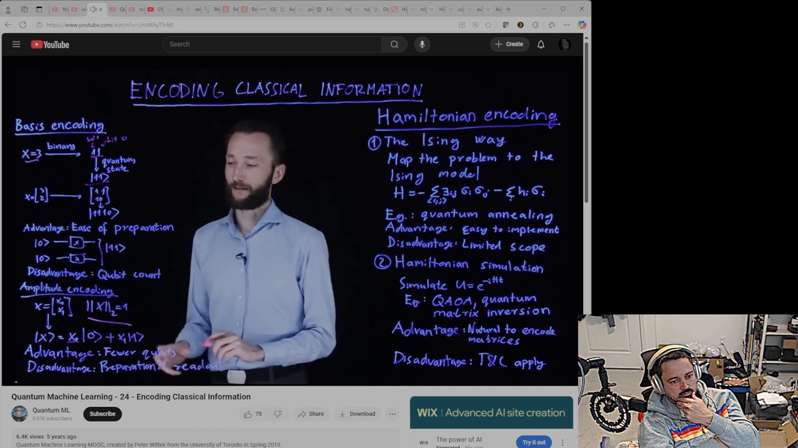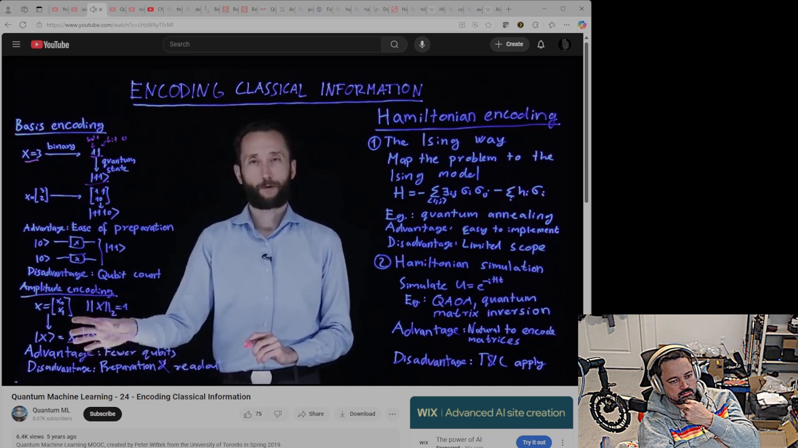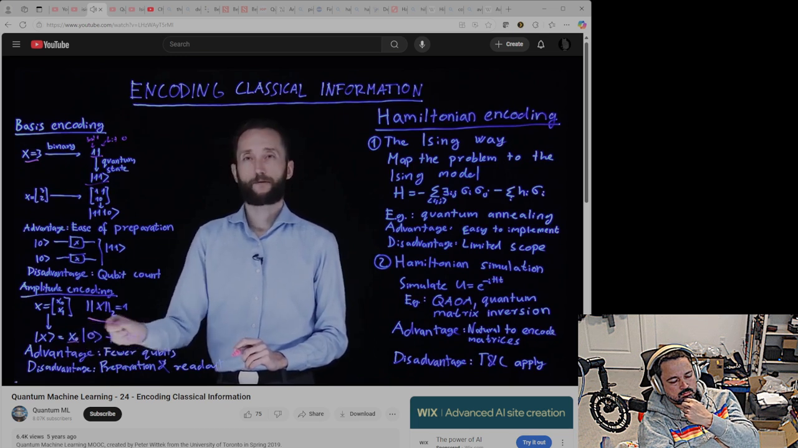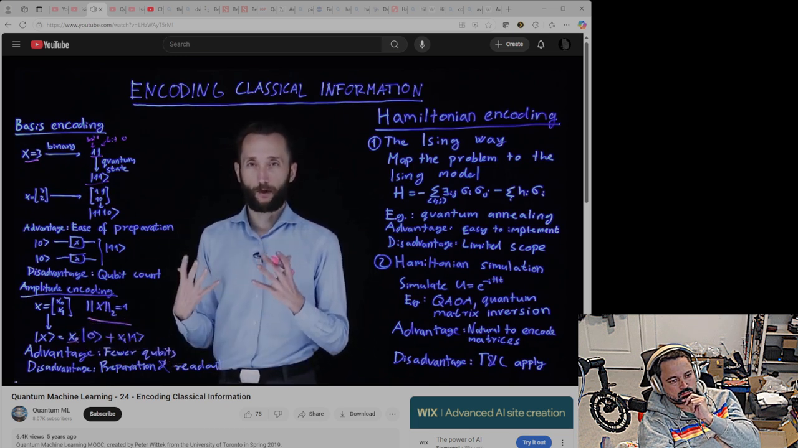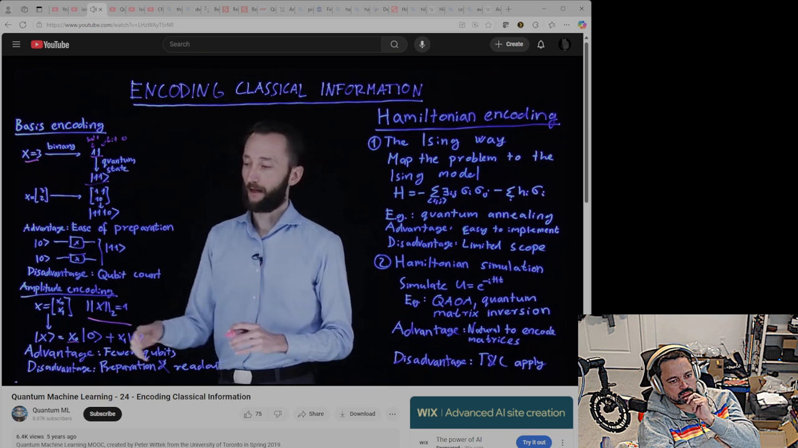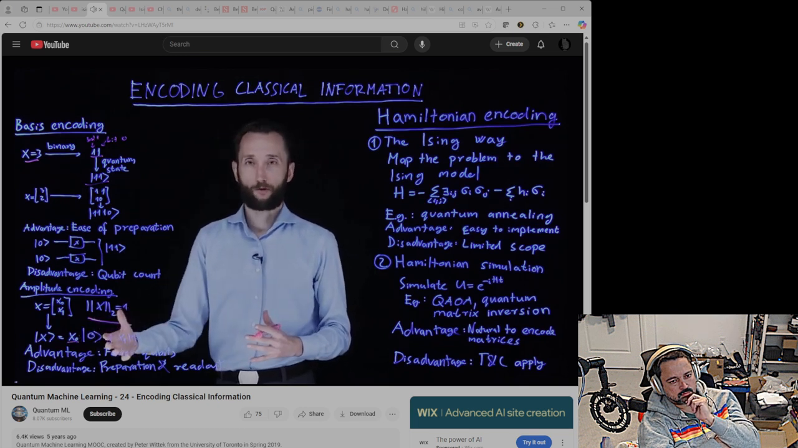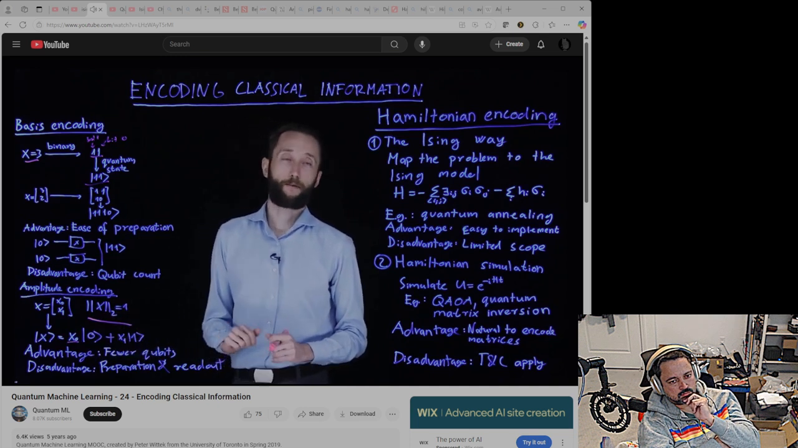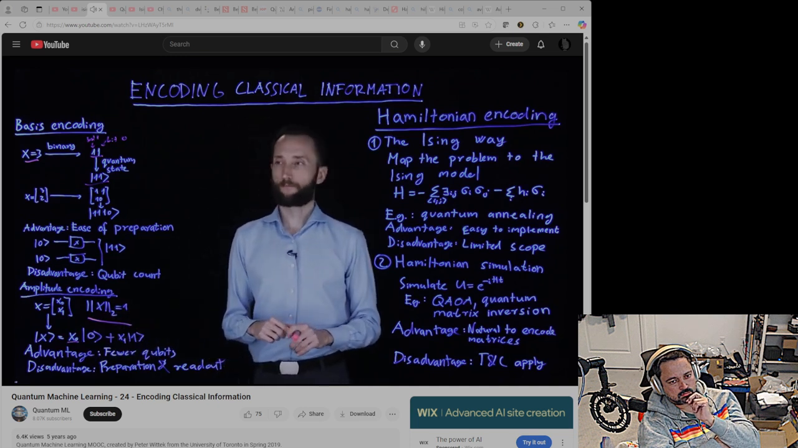But the disadvantage is that it's unclear exactly how you would prepare this state and how you would read out the actual values here. So you would have to dream up some state preparation protocol, and then you would have to perform tomography to understand what these probability amplitudes are at the end of your calculation.